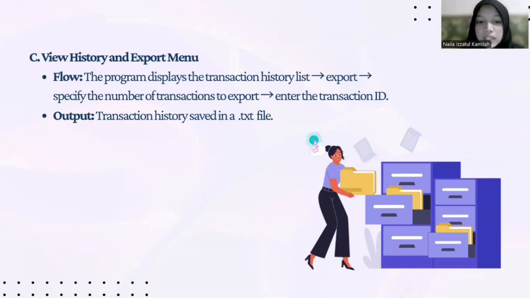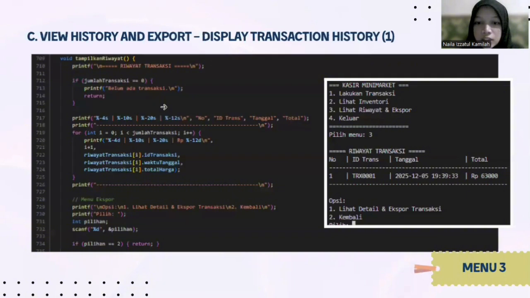Now, if the user chooses the third menu, the void tampilkan riwayat will run first. In this void, the code will check jumlah transaksi, or the number of transactions that the user has made. If there is a transaction, then the code will print and show the transaction history based on the number of transactions made, saved in jumlah transaksi, with riwayat transaksi to show the data. After showing the transactions, the program will ask if the user wants to export them into a TXT file. If yes, the user has to input 1.